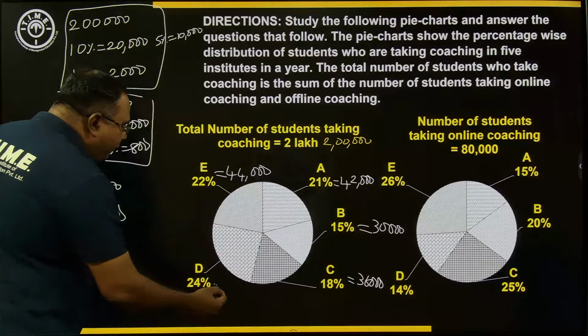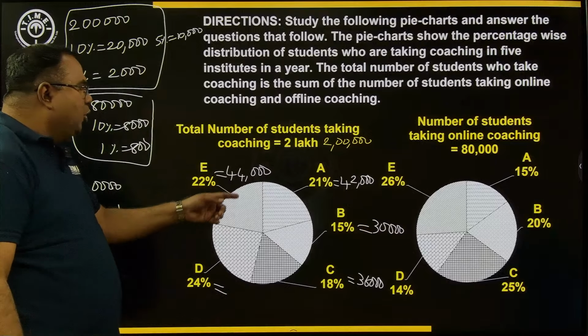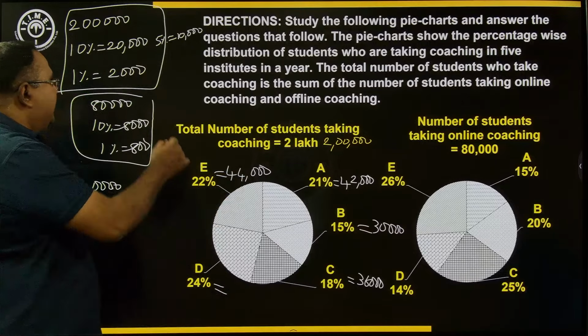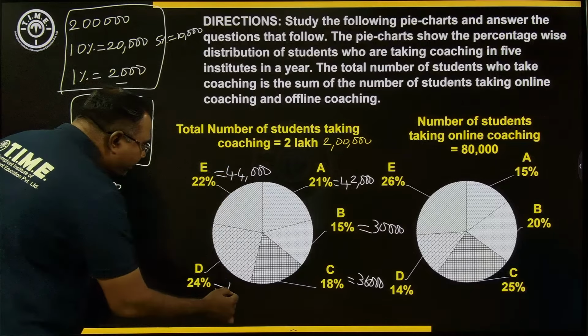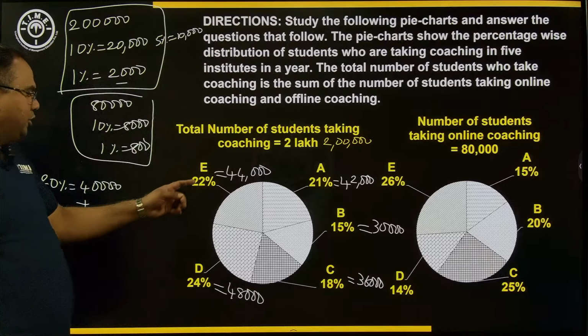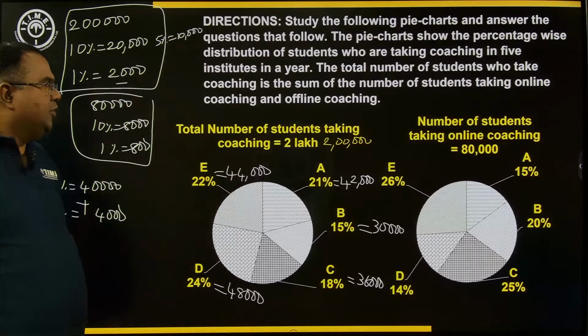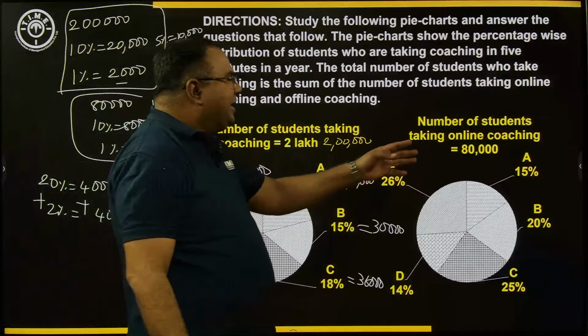Right? 24%. 22%, you know. So add one more 2% here. You can do 2% is 4,000. 44 plus 4, it is 48,000. Right? So 22% plus 2% will be 24. 2% will be 4,000. So 48,000. Similarly, we can calculate this.